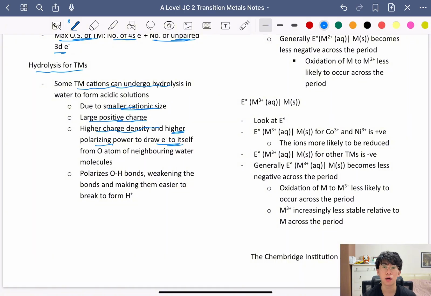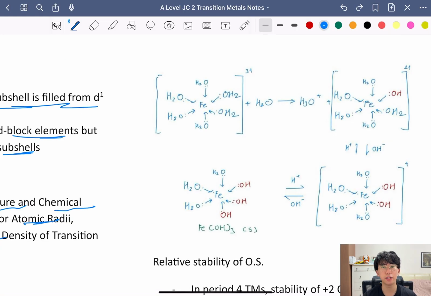If you recall, I've briefly run through this in my periodicity chapter as well. This would polarize the OH bonds, weakening the bonds and making it easier to break to form the H+ ions, making these solutions slightly acidic. This is a diagram of Fe3+ ion with H2O ligands and showing how the Fe3+ is causing the hydrolysis of the OH bonds within the H2O ligands.